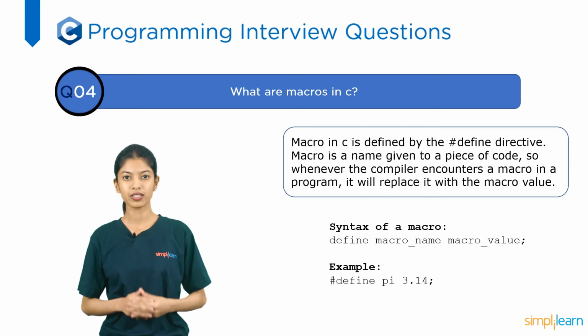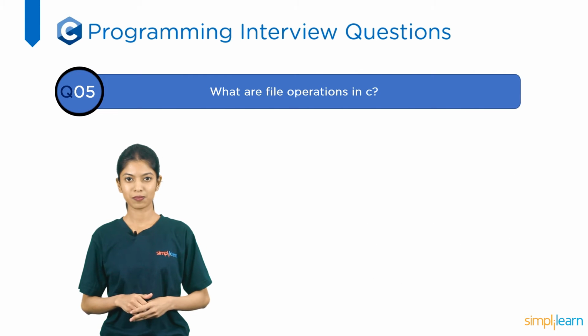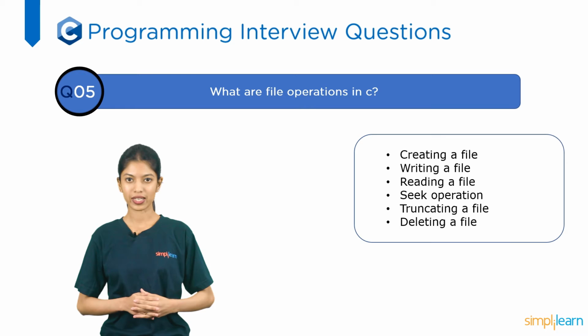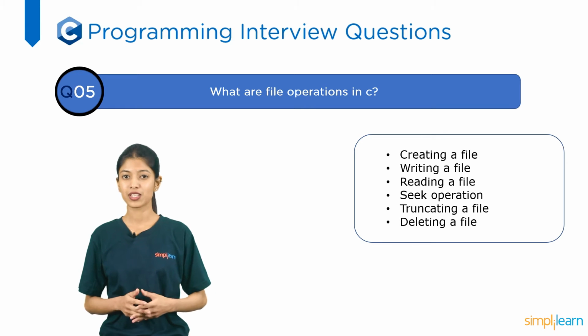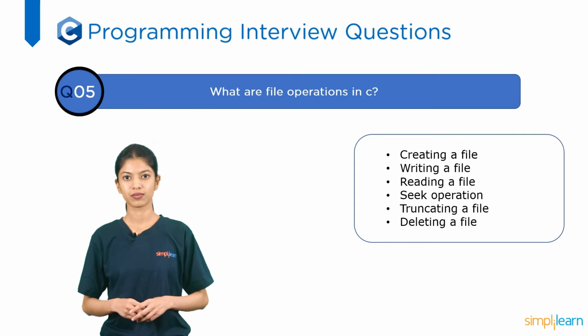Example: #define PI 3.14; with a semicolon at the end. What are file operations in C? Creating a file, writing a file, reading a file, seek operation within a file, and truncating a file. And at last, deleting a file.